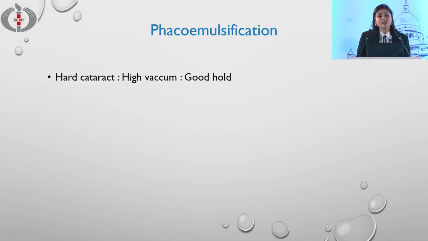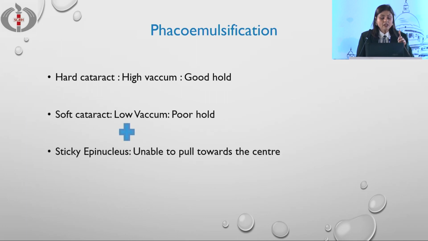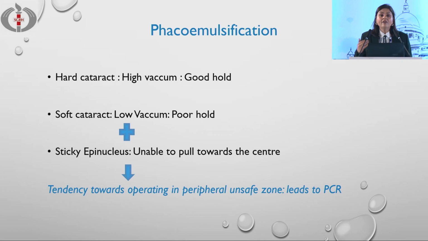Now let's talk about the nucleus removal. In harder cataracts, since we use higher vacuum and the nucleus density is more, we end up achieving a good hold. Whereas in softer cataracts, because of operating at lower vacuums and the nucleus being soft, it causes difficulty, and the epinucleus in these soft cataracts tends to be very sticky, and this makes it difficult for us to pull the nucleus towards the center to chop safely in the central safe zone. And therefore there is a tendency towards operating in the peripheral unsafe zone, since we try to get out of the sticky situation and pull up the nucleus.